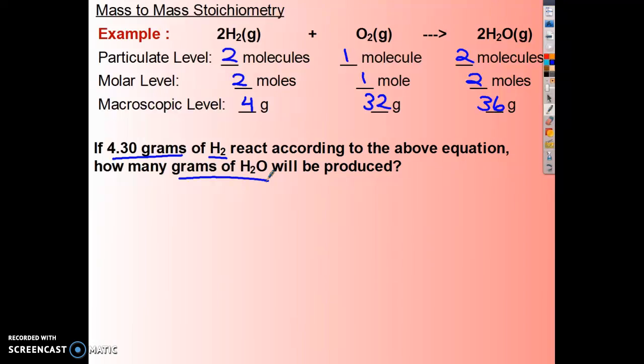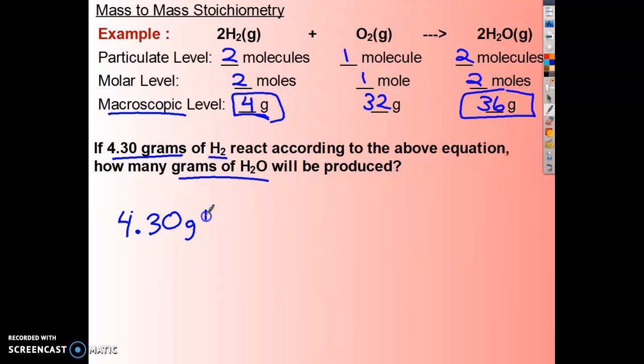So that means we're going to need to use our macroscopic level, which involves grams. So I'm going to take my grams of hydrogen, because that's involved in the question, and my grams of water, because that's involved in the question, to make my conversion factor. So this is a mass-to-mass question instead of mole-to-mole, but you set it up exactly the same way. 4.30 grams of H2. Then we set up our conversion factor. Since I want H2 to cancel, I'm going to take my 4 grams and put it in the denominator. And then I'm going to take my 36 grams of water and put it in the numerator.